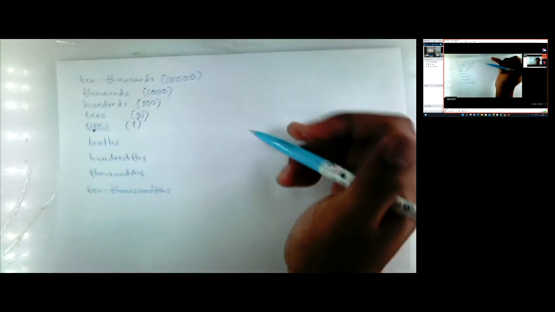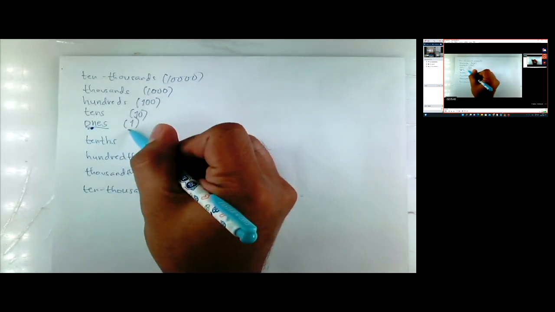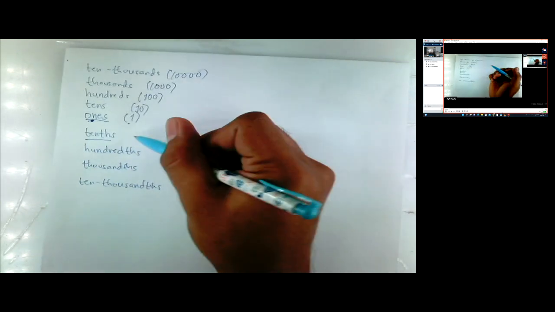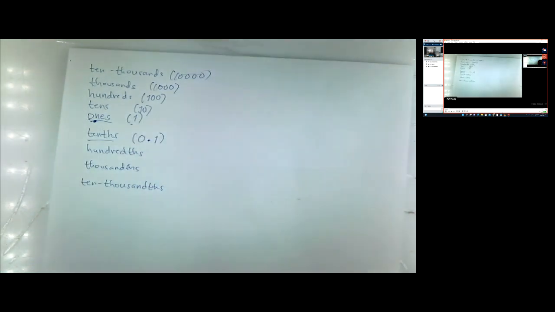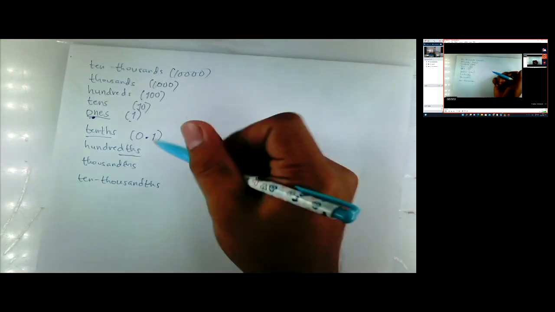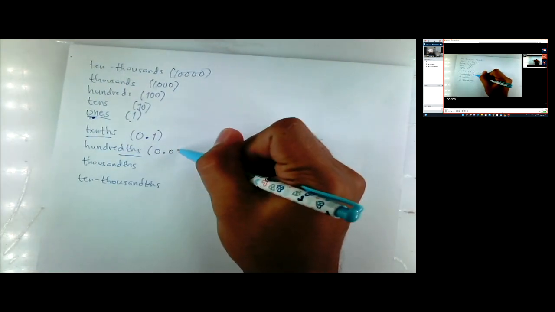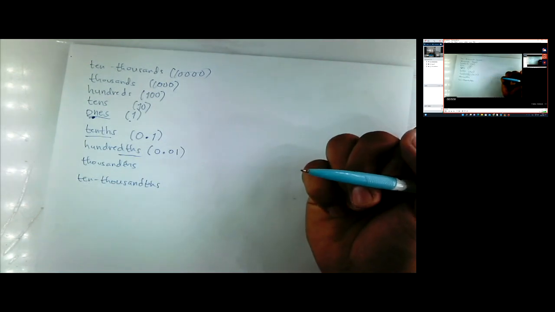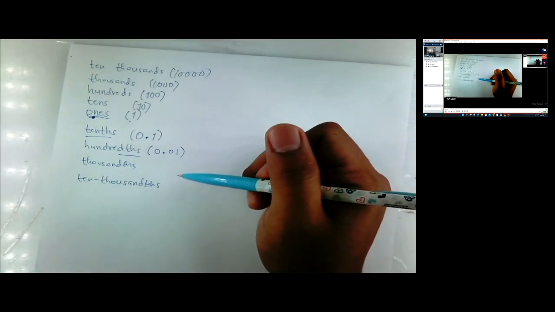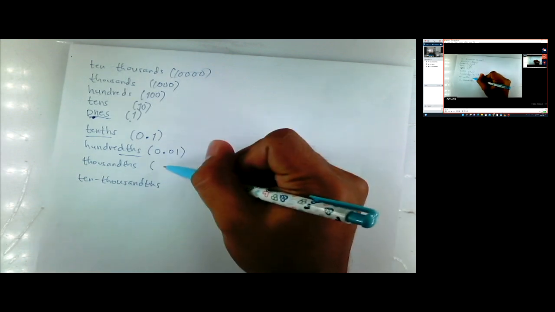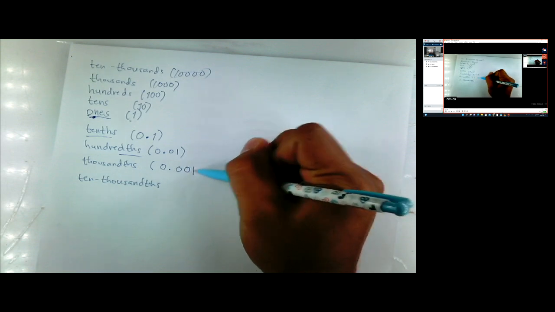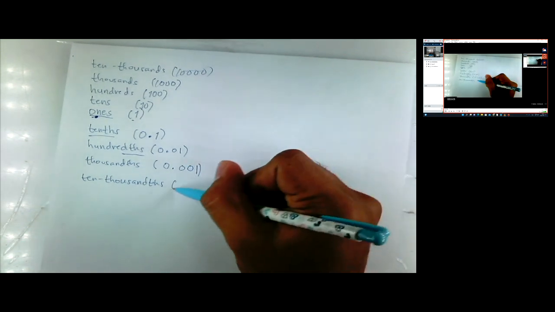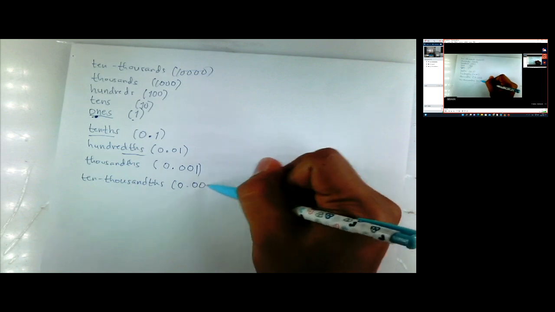Okay? Now, how about tenths? If ones is multiplied by 1, how about tenths? Tenths means the number is being multiplied by 0.1. Hundredths is the number multiplied by 0.01. How about thousandths? The number is multiplied by 0.001. And ten-thousandths is the number multiplied by 0.0001.